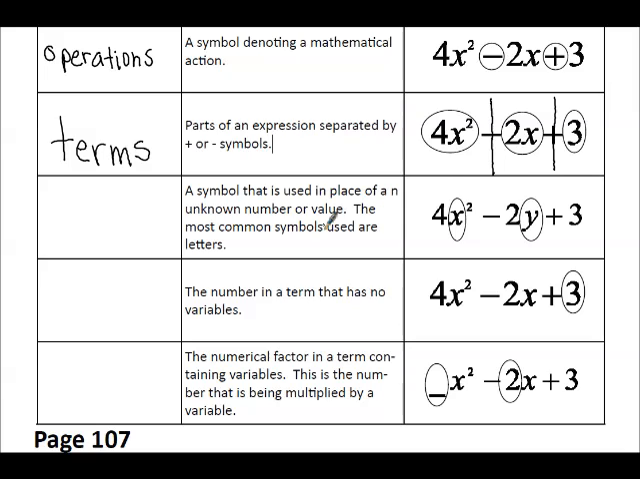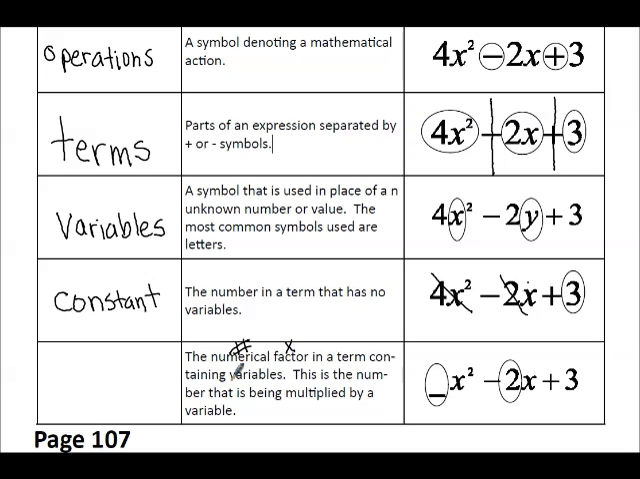A symbol that's used in place of an unknown number or value, and the most common symbols used are letters. So we have the x and the y. Those are variables. The number in a term that has no variables. So over here, if we separate this, the 4x squared has a variable, 2x has a variable, but 3 doesn't. It's constantly alone. So it's called a constant.